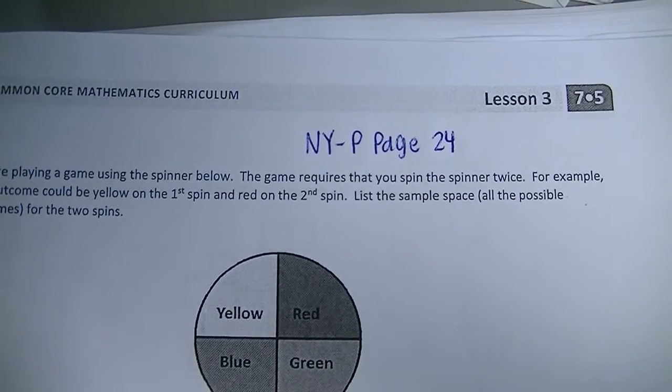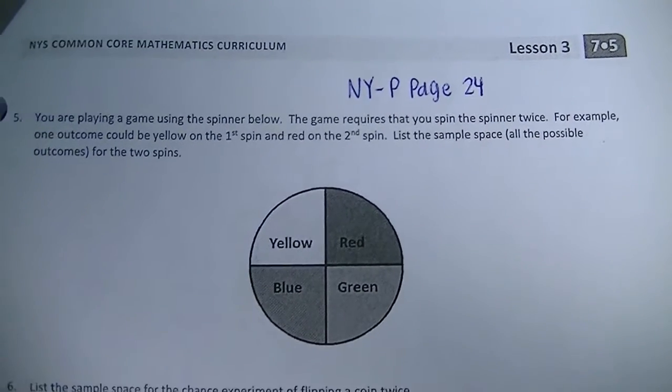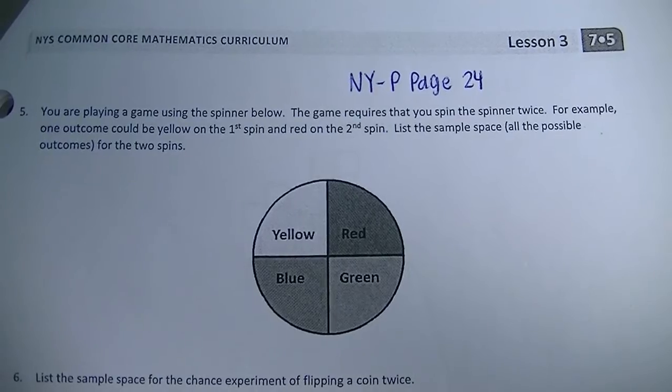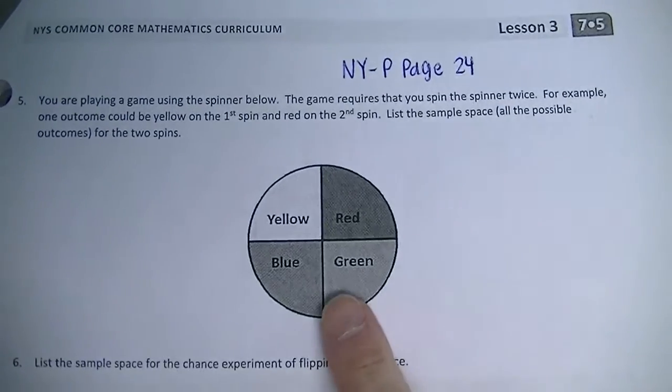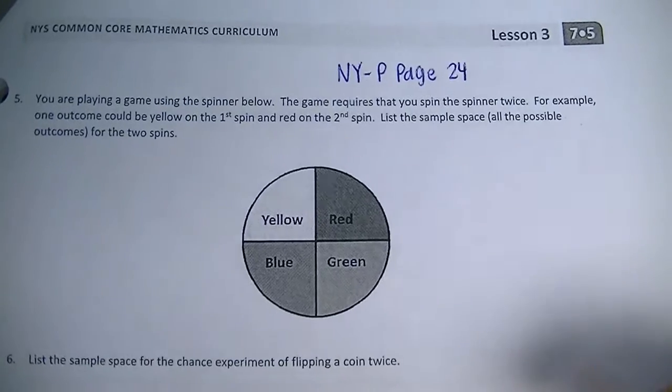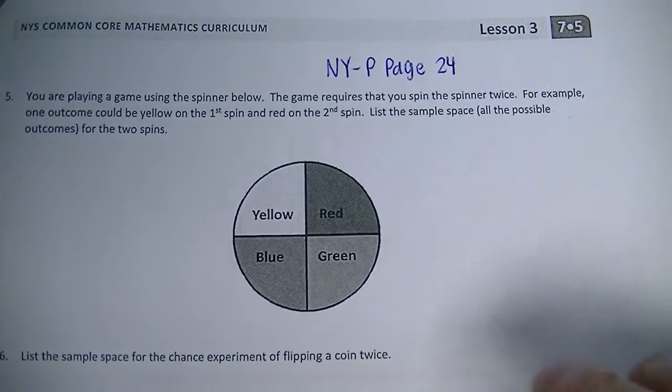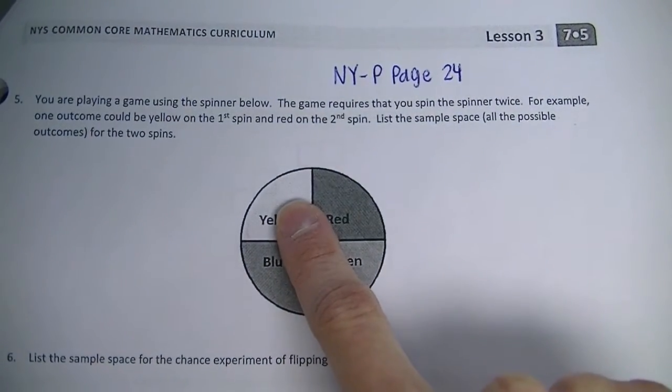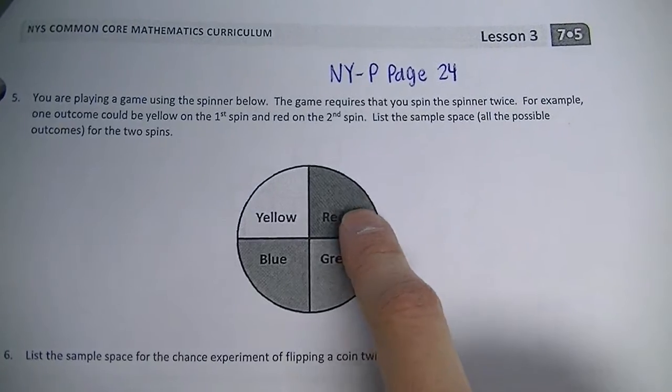This video will show you how to complete page 24 out of your math book. It says you are playing a game using the spinner below. The game requires that you spin the spinner twice. For example, one outcome could be yellow on the first spin and red on the second spin.